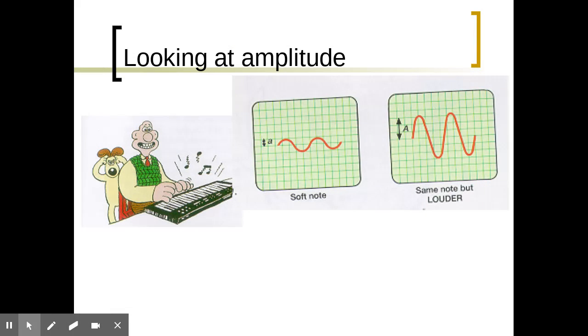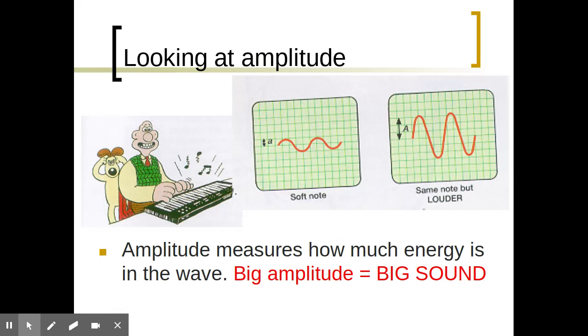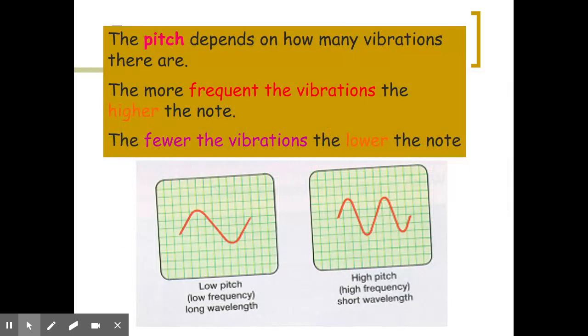So let's take a closer look at the amplitude. Amplitude measures how much energy is in the wave. So if there's a higher amplitude, then there's a louder sound. On the other hand, pitch is determined by the frequency. The higher the frequency, the higher the pitch. The lower the frequency, the lower the pitch.